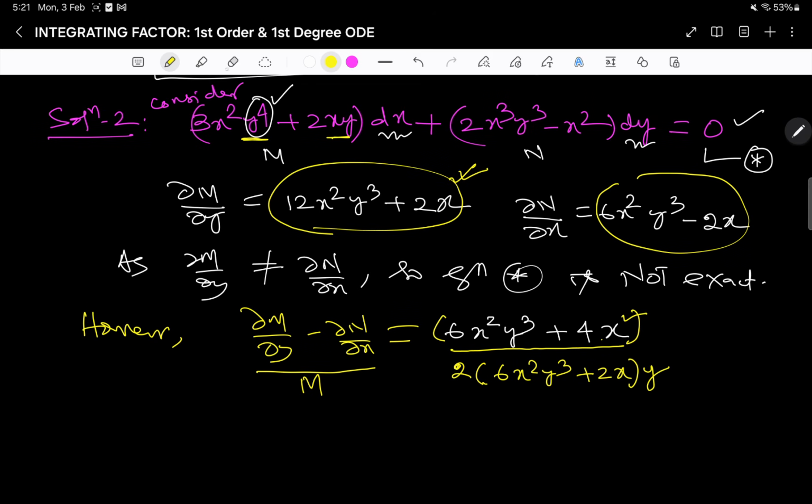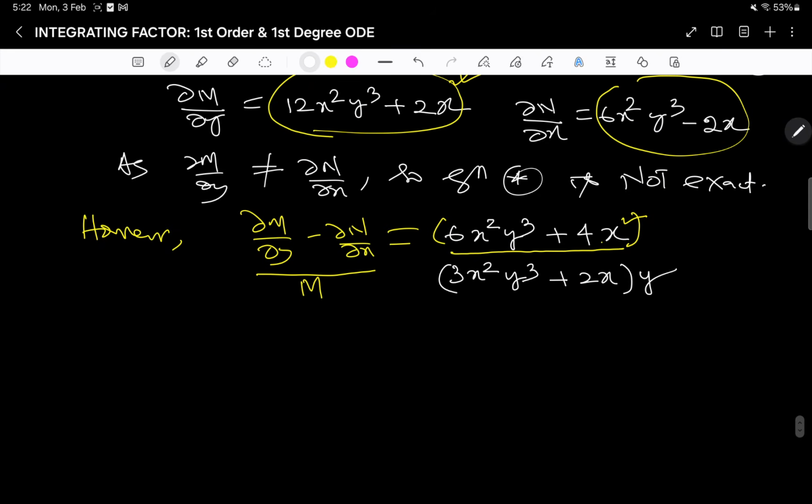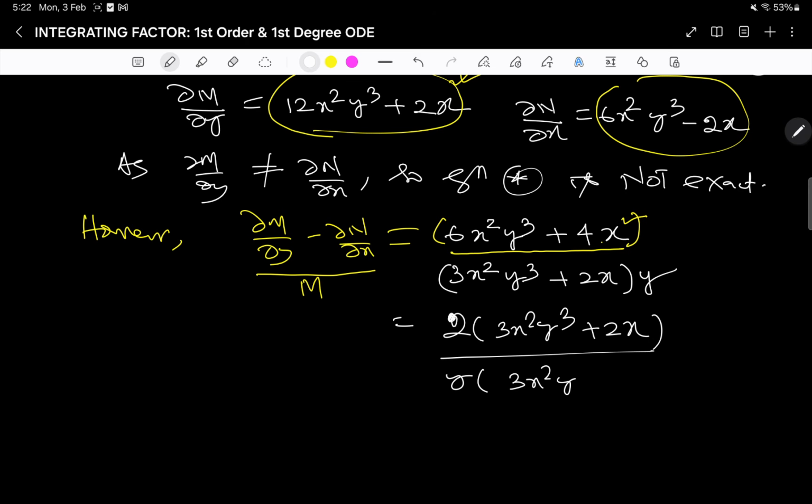There is an error in the denominator, so I write the denominator simply as 3x square y cube plus 2x, where I multiply y here and take it common. So now in the numerator, if I take 2 common here, it is 3x square y cube plus 2x divided by y times 3x square y cube plus 2x. Now this and this cancel here, it is 2 by y. You see, is it not a function of y alone?